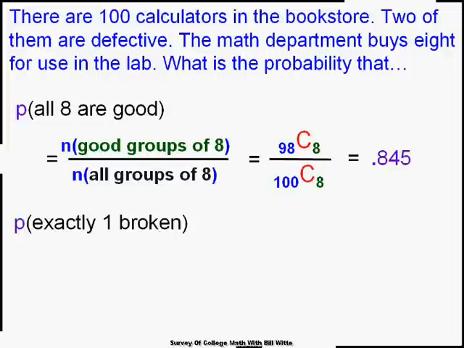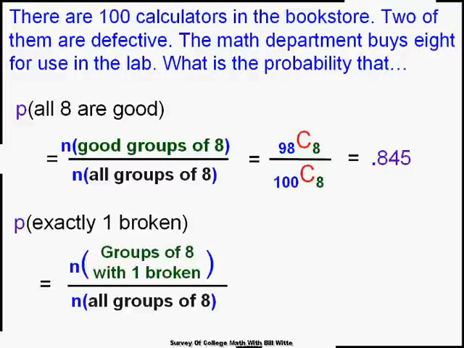What if I asked you to give me the probability that exactly 1 was broken? Well, now we're going to use our combination theory, and we're going to use our multiplication principle. I'll show you what I mean. We're going to use the same principle. The groups of 8 with 1 broken we have to calculate, and then of course our sample space has no limiting factors. So let's start. I like to start with the sample space. It gets me thinking. That's not too bad. It's a combination of 100 things taken 8 at a time.